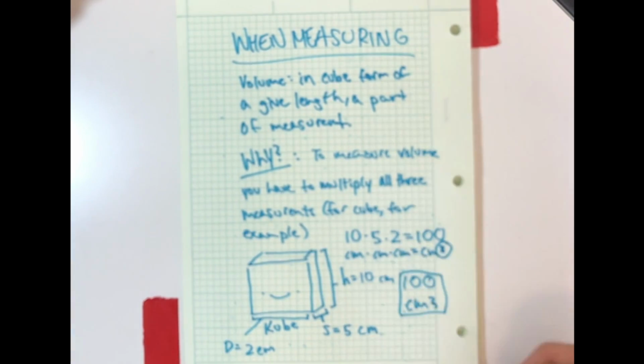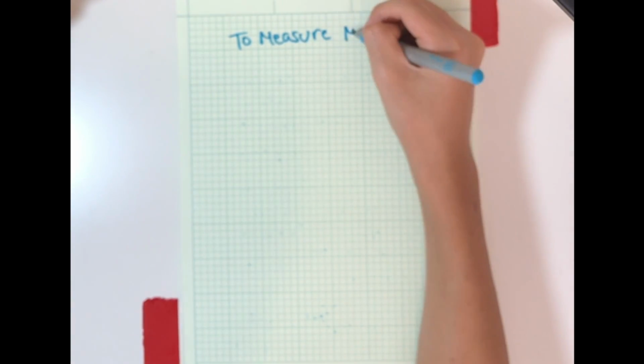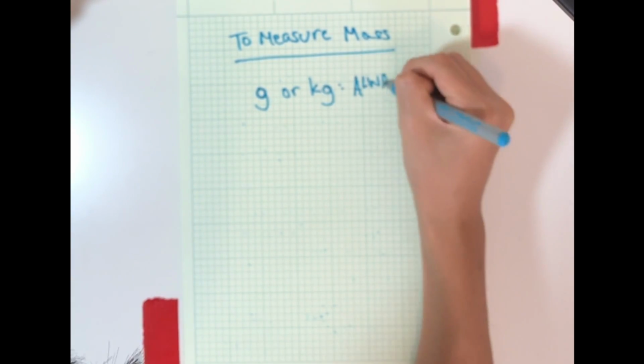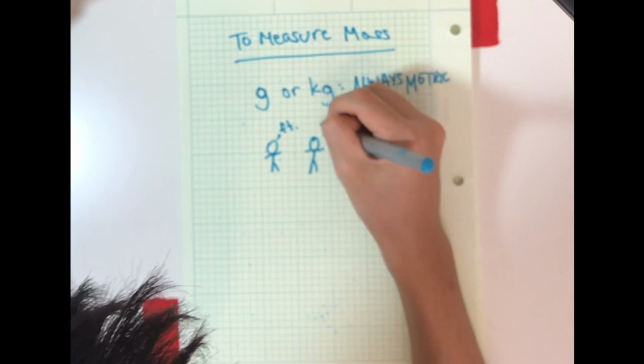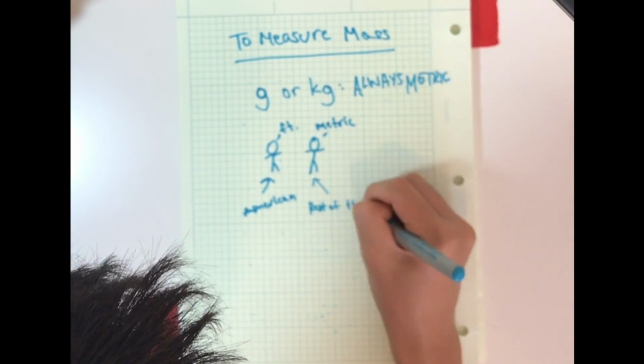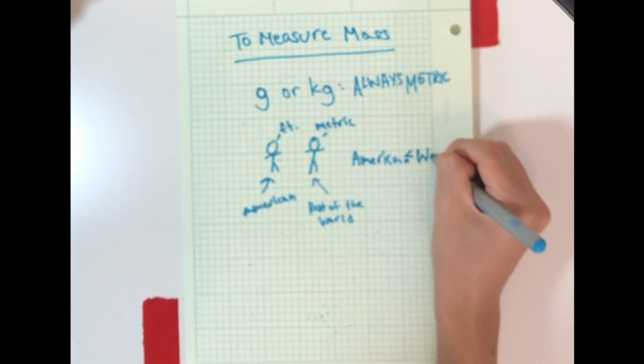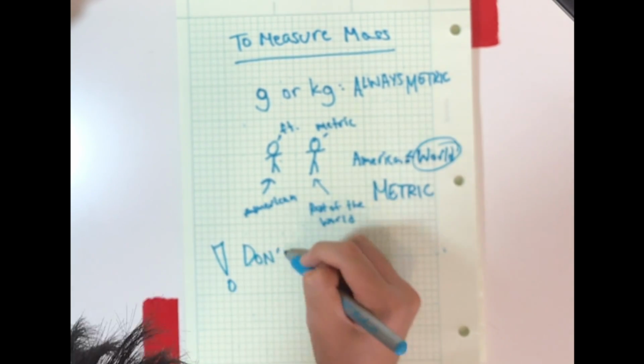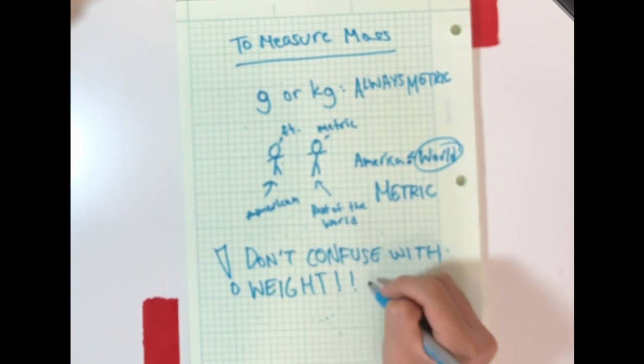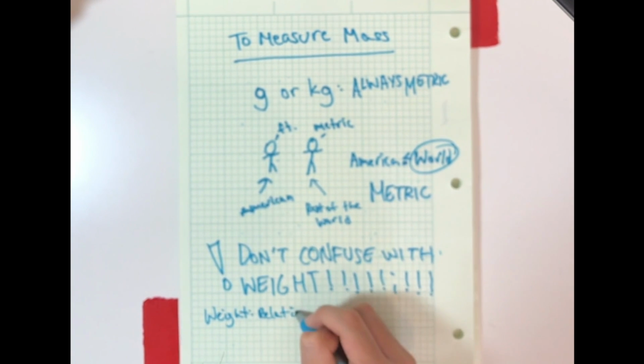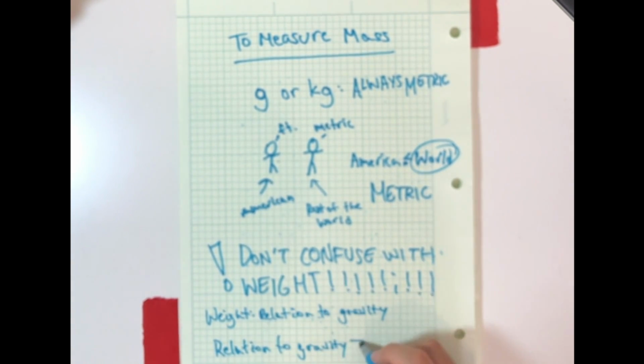cubic centimeters. When measuring mass, use a unit that is included in the metric system, as most of the world uses it. And when comparing results of a lab, we want conformity in the units so we can easily compare the results. By the way, don't confuse mass with weight, as mass is the amount of matter in an object, while weight is a force caused by gravity.